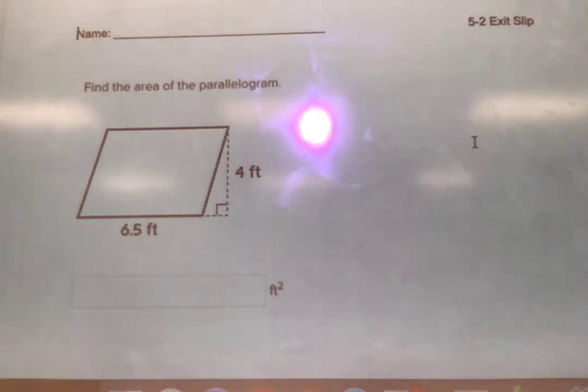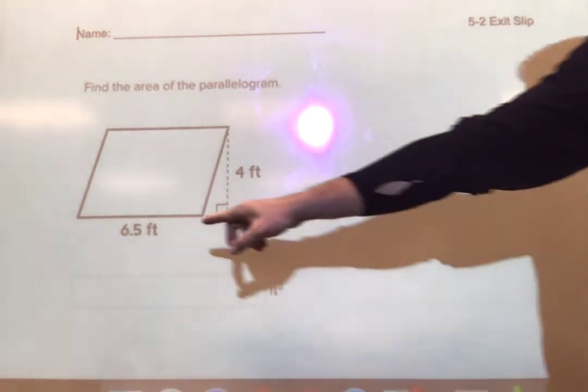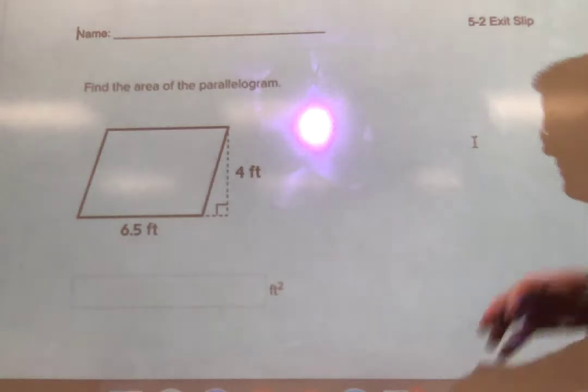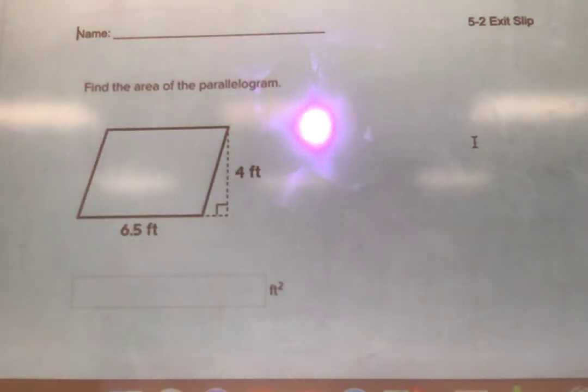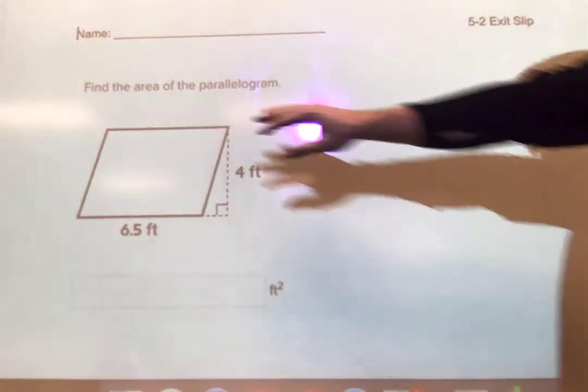All right, exit slip 5-2. Our job was to find the formula for the area of a parallelogram and be able to use that formula after we've developed it to find the area of a parallelogram. And we know when we're finding an area, when you have decimals involved, we're not going to be able to draw those and actually see all the squares in there to see how much area is filled up.